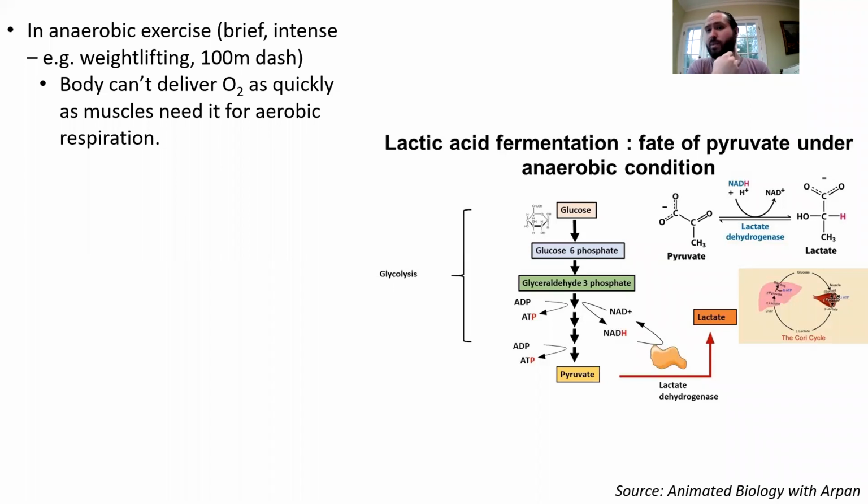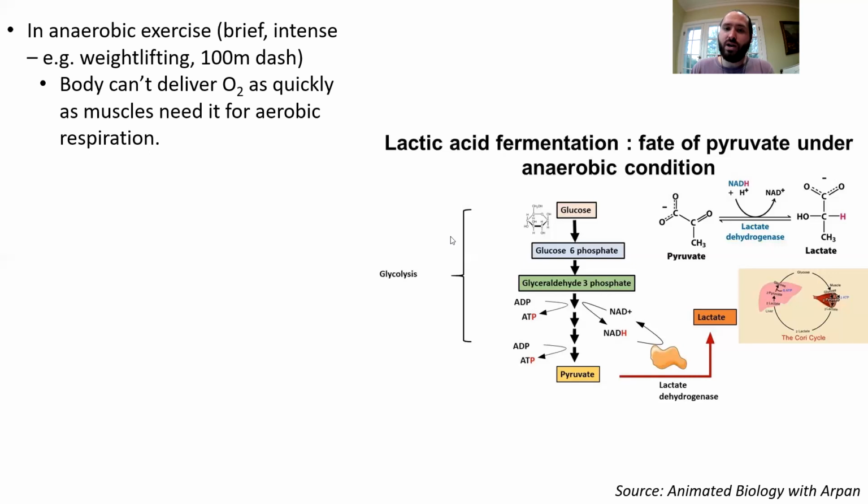And myoglobin's job is to hold on to oxygen until the muscles need it, under conditions where the blood can't get oxygen to the muscle fast enough. But this is a limited supply of oxygen. So we're gonna run out of that eventually too. And we're still gonna have this problem of we need to keep pumping our muscles, contracting our sarcomeres using ATP, but we don't have enough oxygen getting supplied. So the way that the cell deals with this is via fermentation.